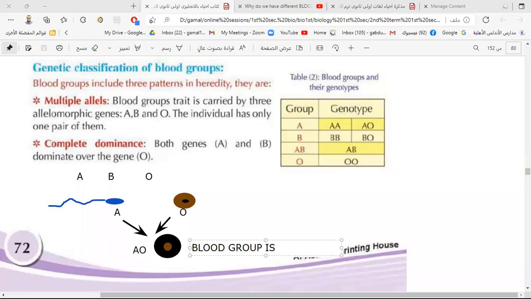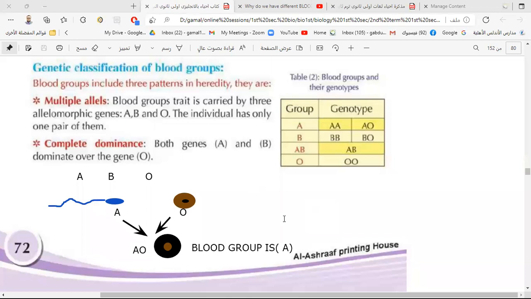Blood group A. Very good. Because gene A is dominant over gene O. Gene O is always recessive. So if an individual has A and O genes, his blood group will be type A.